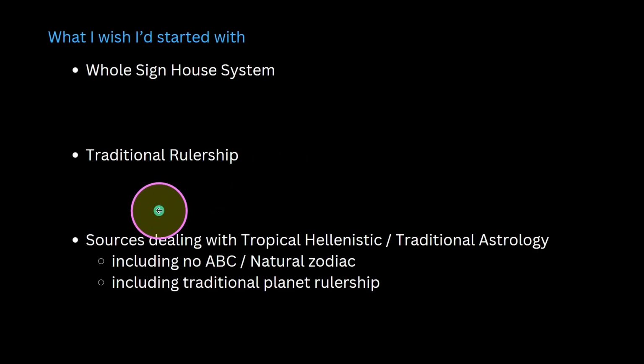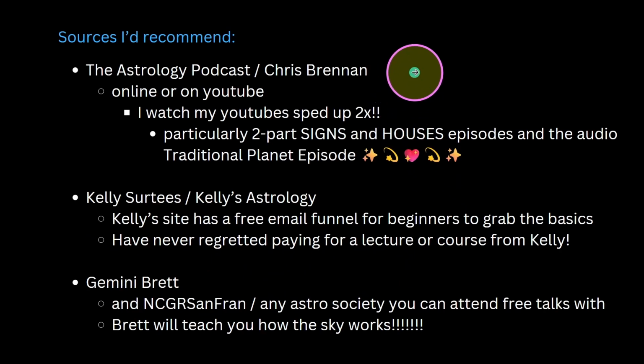So, sources dealing with tropical, Hellenistic, and traditional astrology, including the natural zodiac, including traditional planet rulership, are the Astrology Podcast with Chris Brennan. This is elite. This is what you need to go to online. I know the website got kind of compromised, and so you can find his work on Patreon, or on YouTube. I watch all the YouTube sped up times two, and then when you need to take notes, you go back and slow it down.